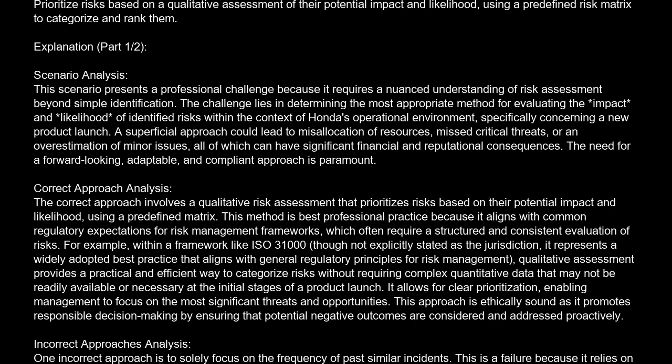The correct answer is B. Prioritize risks based on a qualitative assessment of their potential impact and likelihood, using a predefined risk matrix to categorize and rank them. Explanation. Scenario analysis.